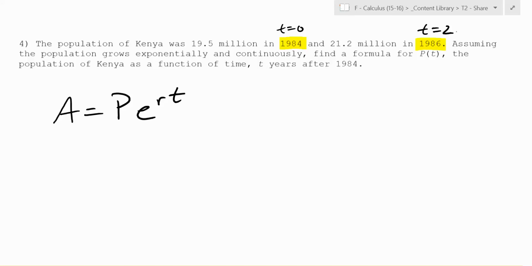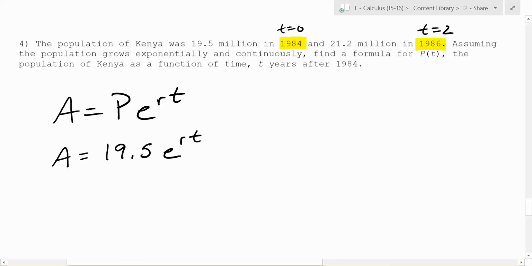So if we want to find a function here, what's our initial amount? What's our P going to be? It's right up there. 19.5. So far we have A is equal to 19.5 times e to the what? RT. Everybody with me so far? But we still need to solve for r. T is always going to be there because what are we looking for? A function in terms of t, after 1984. So we need to find r.